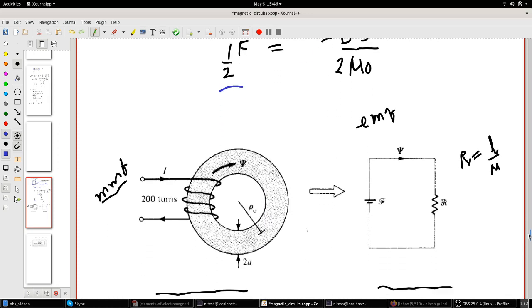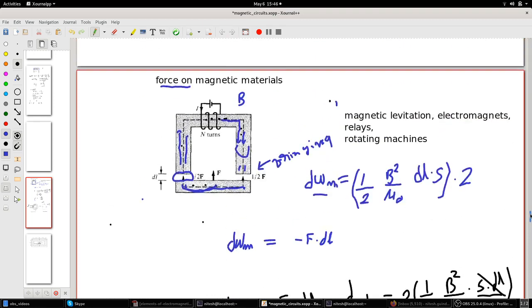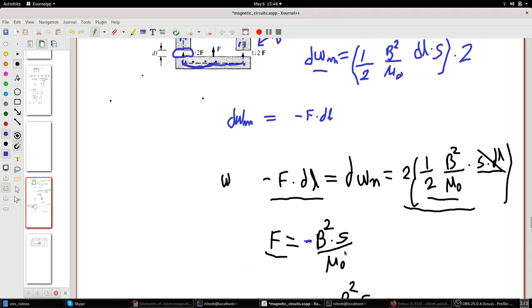So that is the amount of force on the magnetic materials. You can generate this force on a magnetic material by changing your B. B is directly dependent on the current: mu into Ni by L is what we got as B in this case. N is the number of turns, I is the current passed, and L is the length of the core.